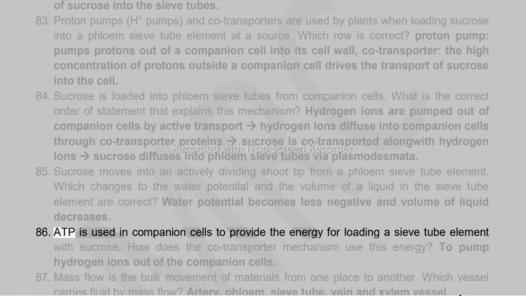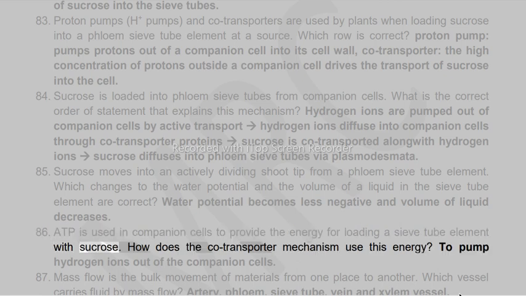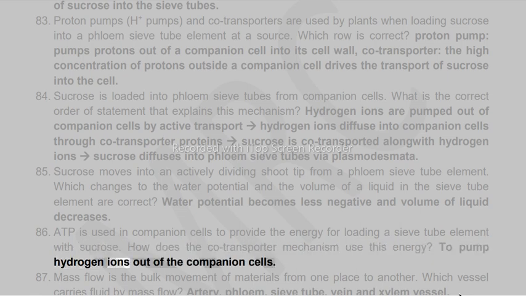86. ATP is used in companion cells to provide the energy for loading a sieve tube element with sucrose. How does the cotransporter mechanism use this energy? To pump hydrogen ions out of the companion cells.